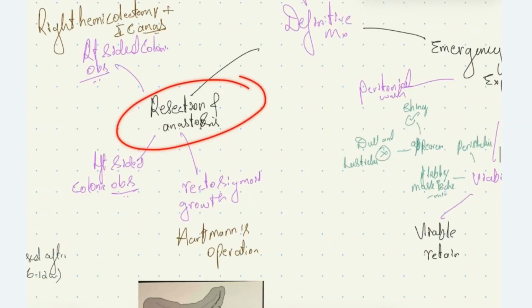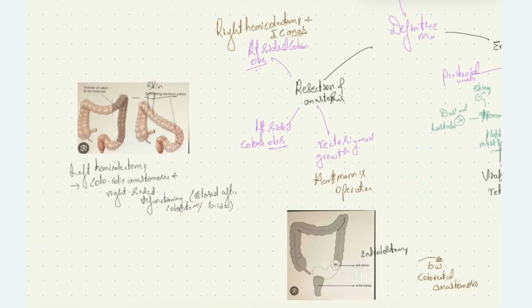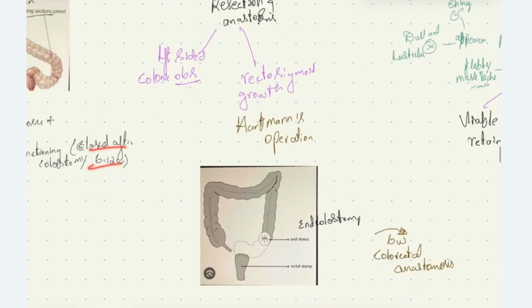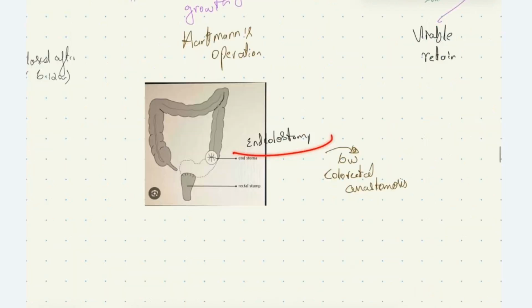A few resection and anastomosis procedures are: in right-sided colonic obstruction, we perform right hemicolectomy with ileocolic anastomosis. In left-sided colonic obstruction, we perform left hemicolectomy with colocolic anastomosis, and a right-sided defunctioning colostomy, which is closed after 1 to 12 weeks. In rectosigmoid growth, we perform Hartmann's operation, where an end colostomy is performed, and after 6 weeks, this end colostomy is taken down and we perform colorectal anastomosis.